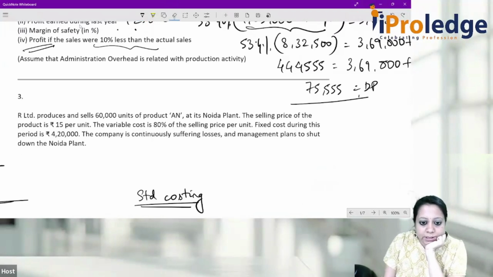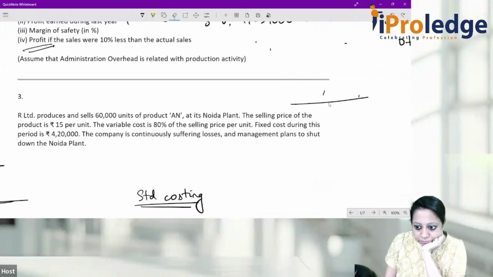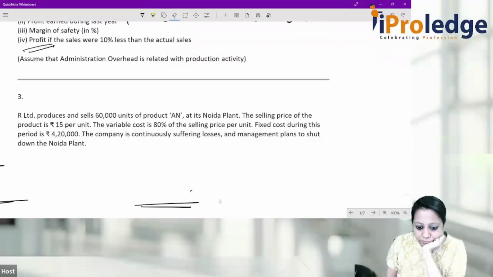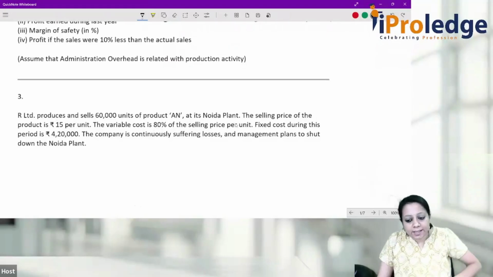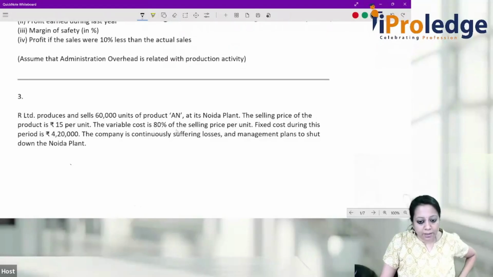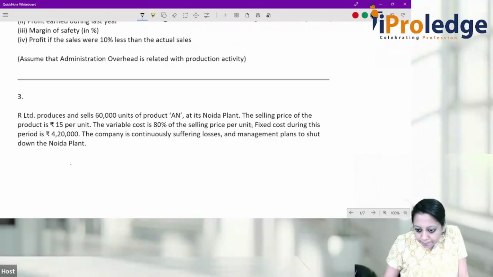Question number 3. R Limited produces and sells 60,000 units of product AN at its Noida plant. The selling price of the product is 15 per unit. The variable cost is 60% of the selling price. Fixed cost during the period is 4,20,000. The company is continuously suffering losses. Management wants to shut down the Noida plant.